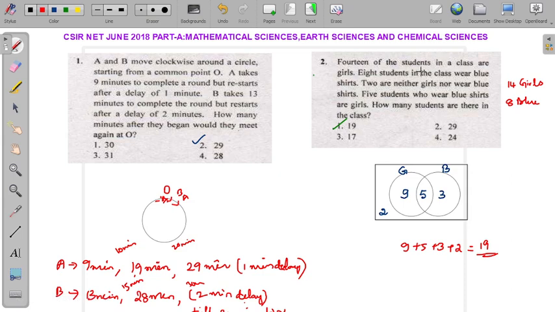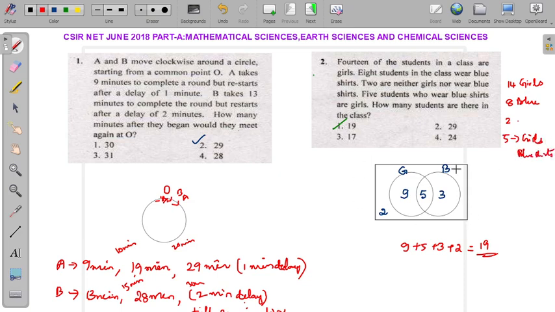Second question. 14 of the students in the class are girls, 8 students in the class wear blue shirts, 2 are neither girls nor wear blue shirts, so they are boys we can consider. Then 5 students who wear blue shirts are girls. So how many students are there in the class?